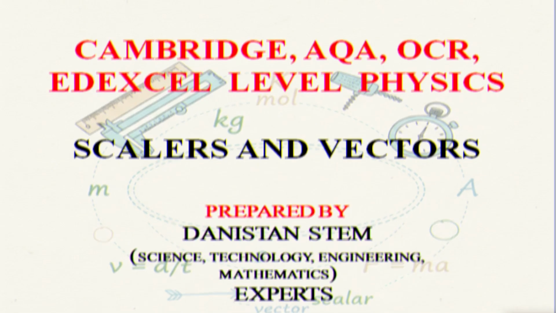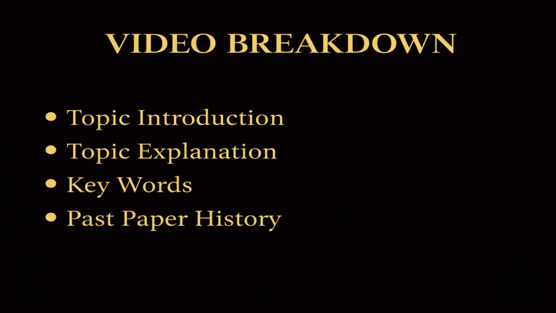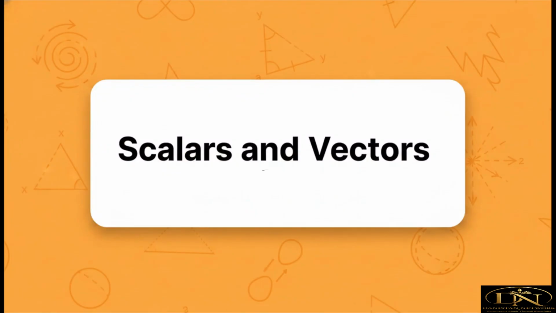In the world of physics, some quantities are pretty simple to describe, like the temperature outside, but others are way more complex, like the force of the wind. And that's exactly what we're going to dive into today. We're going to unpack the crucial difference between these two types of measurements, scalars and vectors.